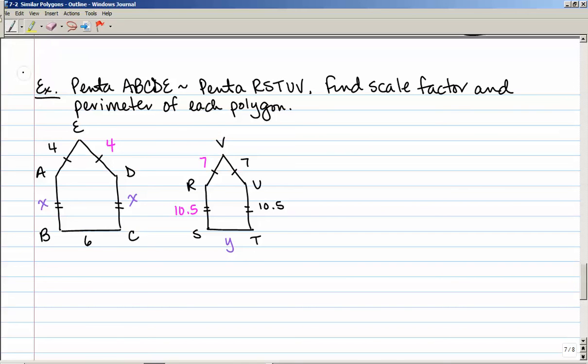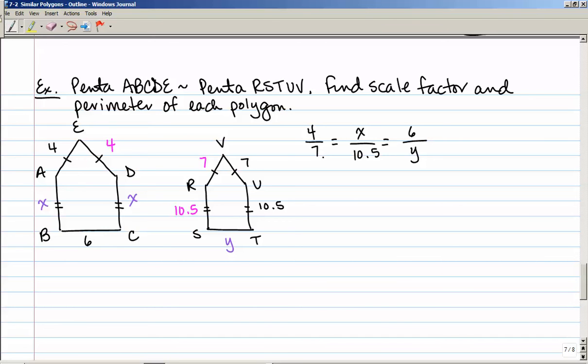Okay, so I can go ahead and set up some proportions here. It's kind of nice that they line up and one of them isn't twisted. So I can say 4 over 7, which is AE over RV, is equal to AB, which is X, over 10.5. And then I need to find what Y is, and that corresponds to BC, which is 6 over Y. Okay? So let's go ahead and solve each one of those.